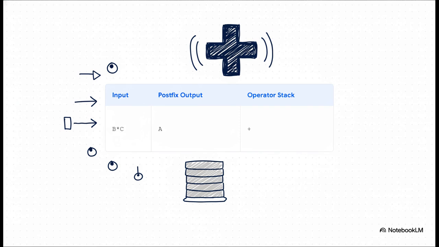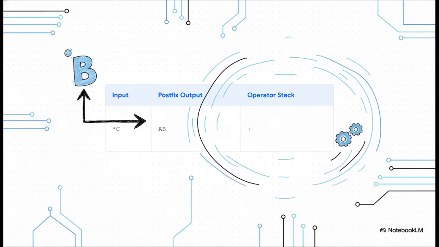It's just going to hang out there for a little bit, waiting. All right, next up is B. And you know the deal by now, right? It's an operand, so it goes straight to the output, no questions asked. Our output is now AB.